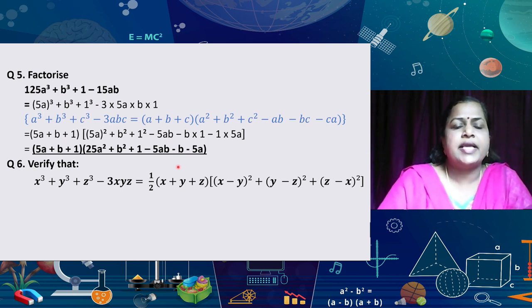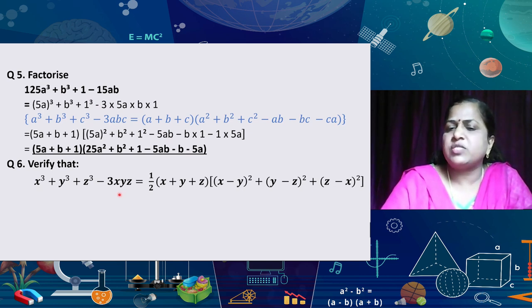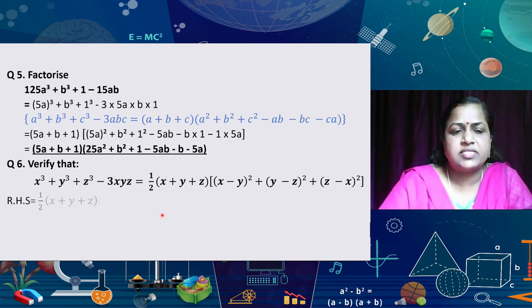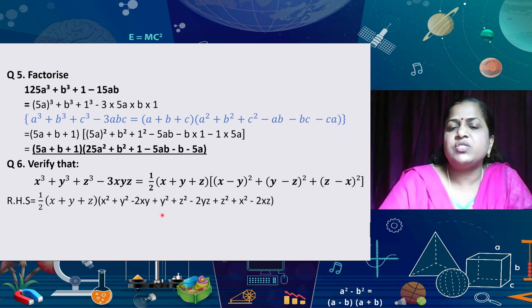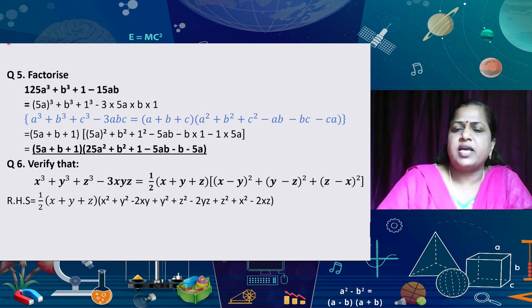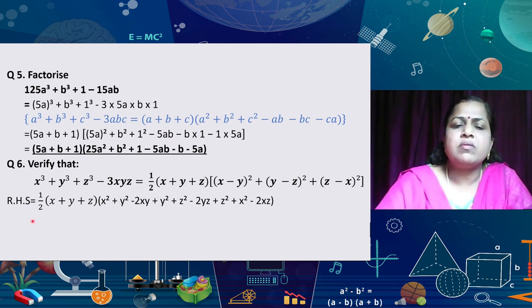Verify that x cube plus y cube plus z cube minus 3xyz equal to half into x plus y plus z into x minus y the whole square plus y minus z the whole square plus z minus x the whole square. So here RHS is like this. So we can solve RHS first. How can we solve this RHS? In the second bracket, we are given x minus y the whole square. Here we can use the identity a minus b the whole square, that is a square plus b square minus 2ab.